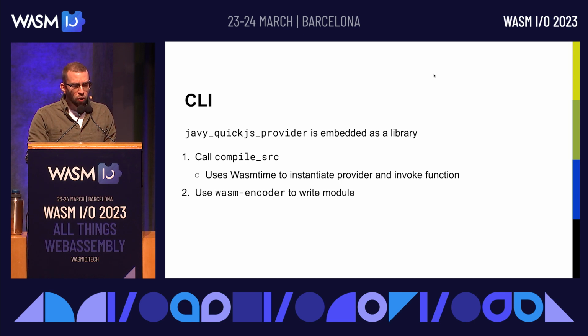So at the CLI level, the way we do the embedded linking, we embed this provider Wasm library, again, as a library embedded in the command line application, and we use Wasmtime to instantiate it and work with that library. So at the command line level, we call compile source. We take that user source code, run it through compile source, get the bytecode back, and then we use a crate called Wasm encoder to actually write out the code module.